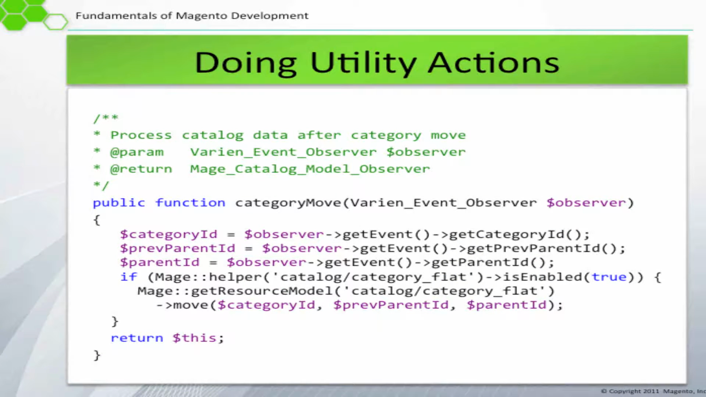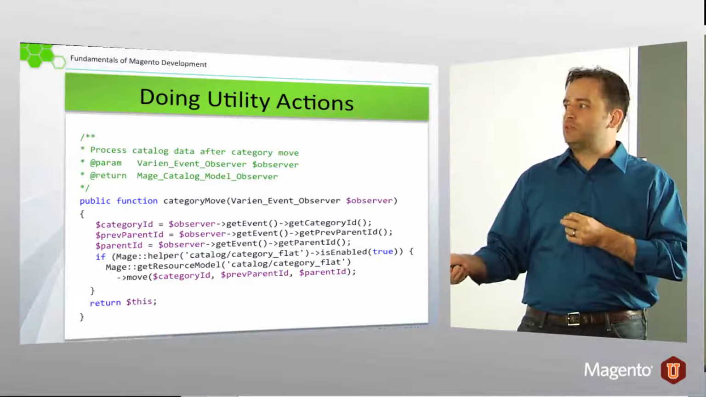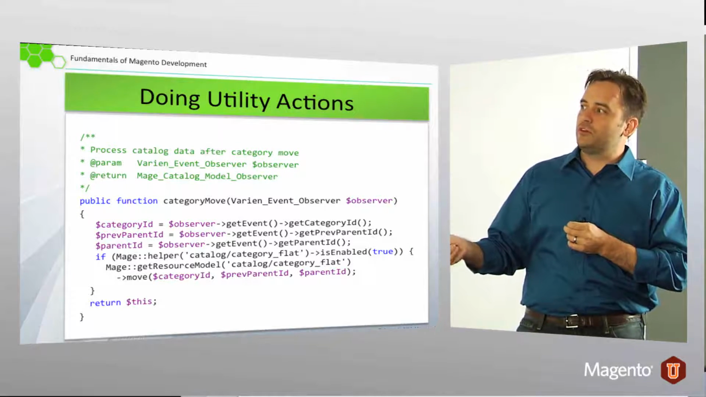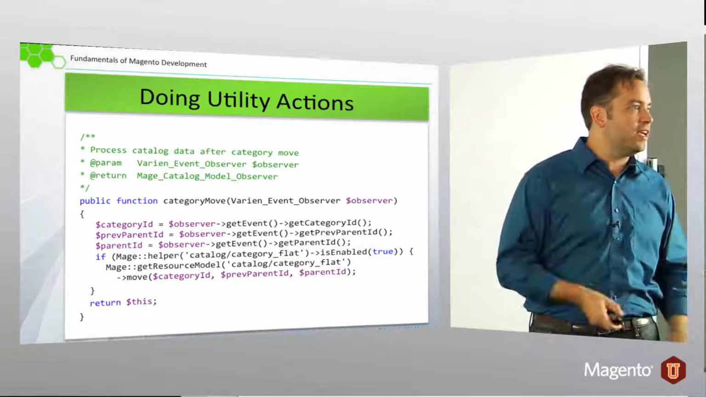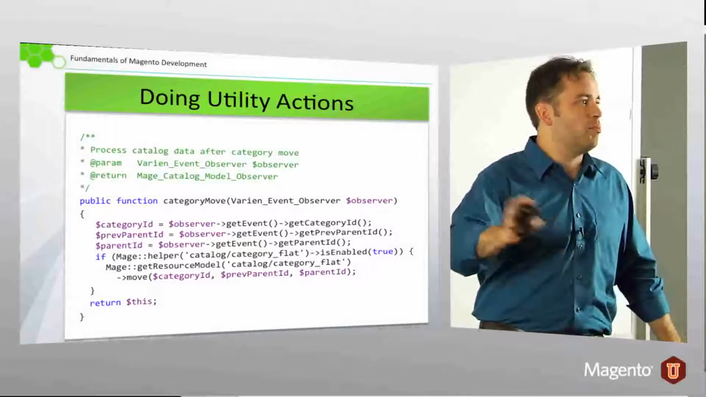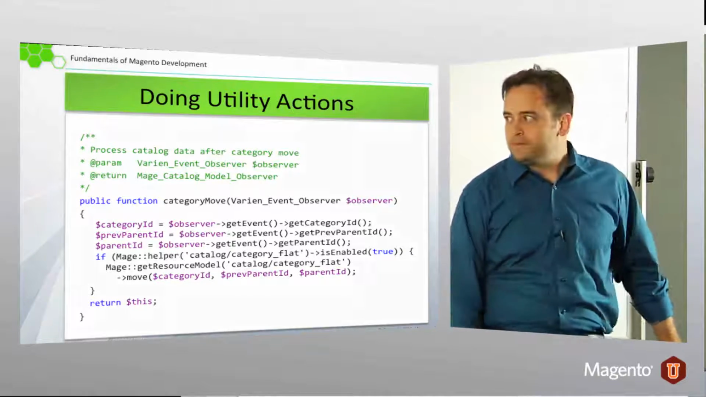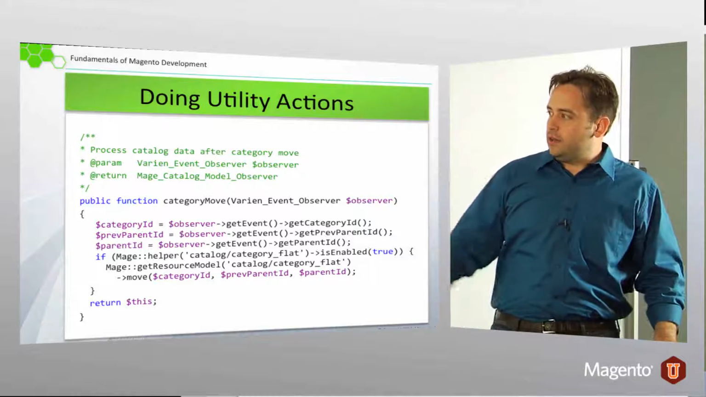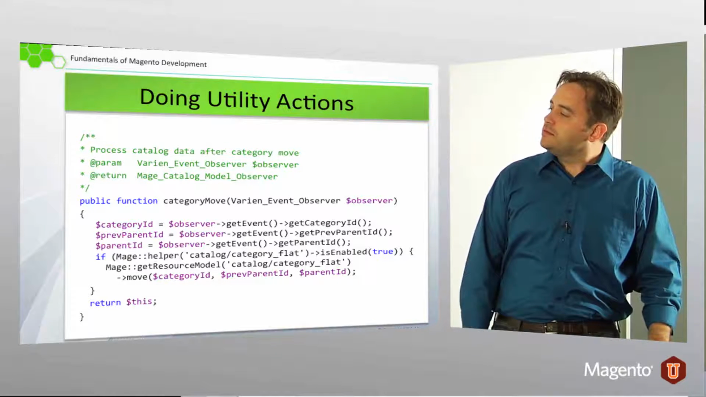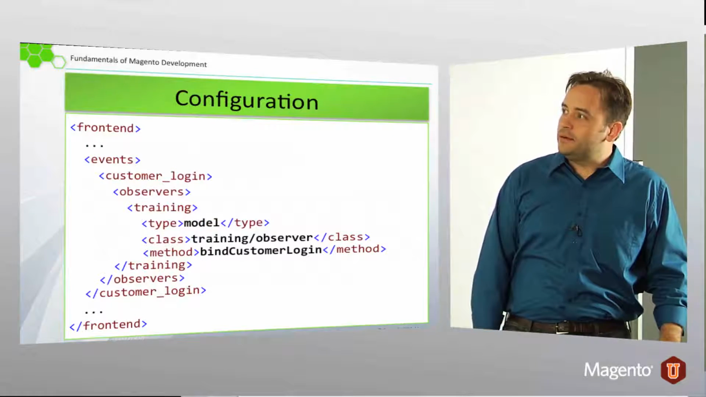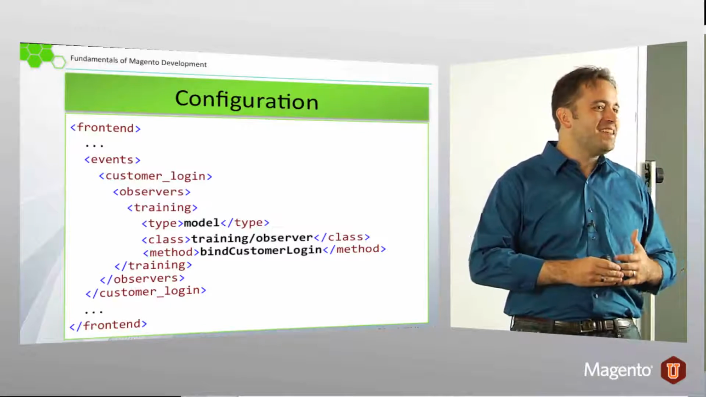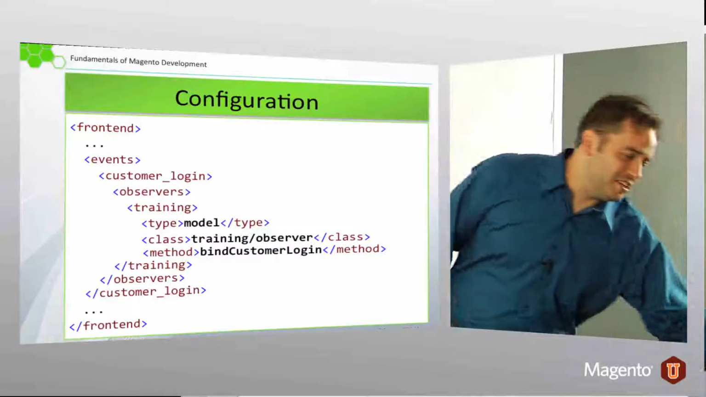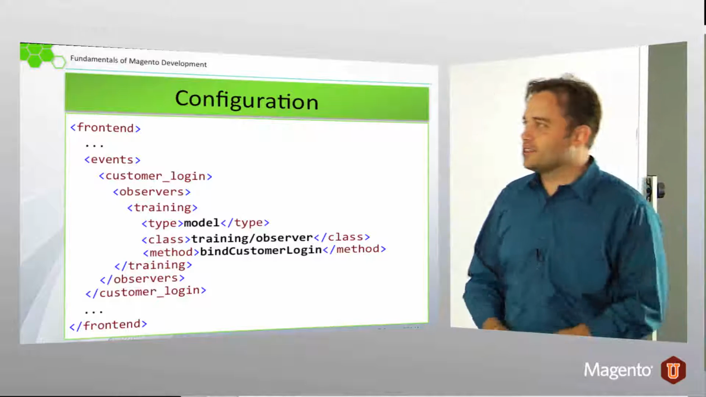And here's the category move action. So there's lots of things to check on. Do we have the flat catalog enabled? Okay, we need to probably perform this utility function. Well, all we're going to do is observe the category move event again, which was just specified in the code by a programmer at some point, and perform some utility actions. Now that I've thrown about 15 different facets of observers at you, let's look at what really matters to you as a programmer and what you'll be doing.